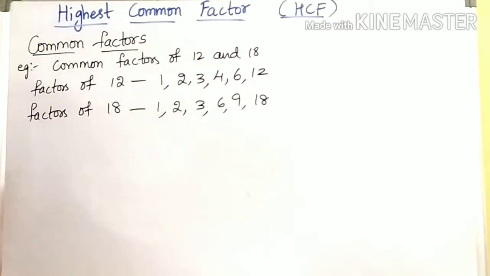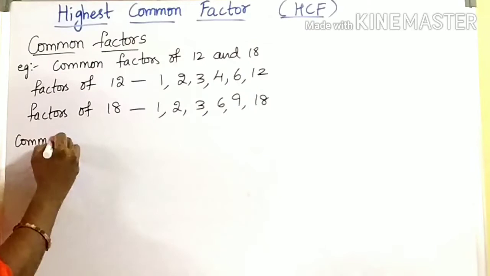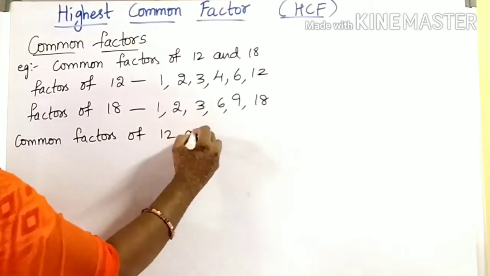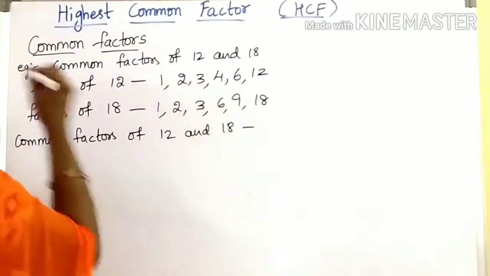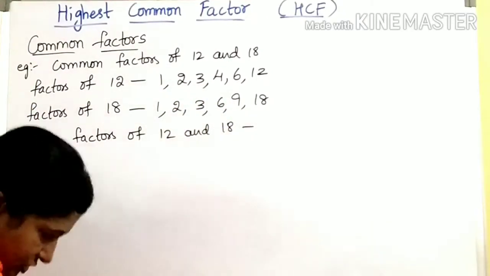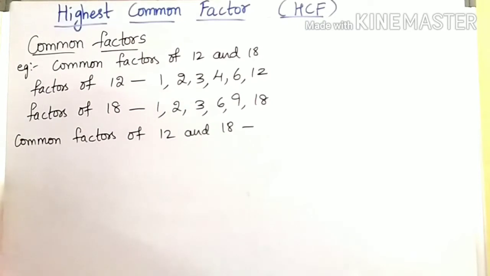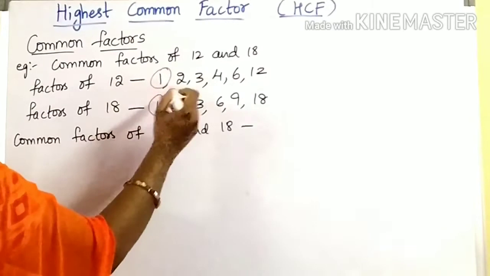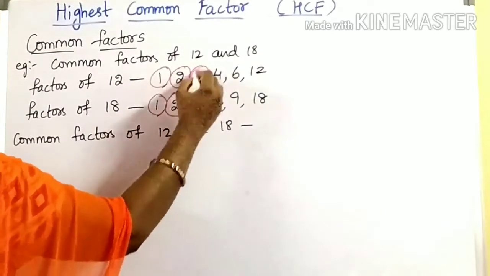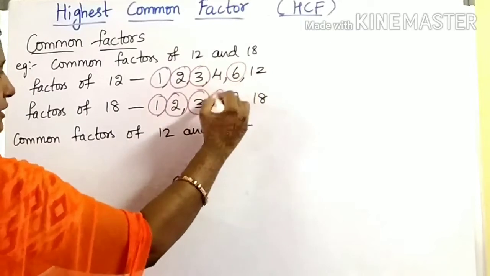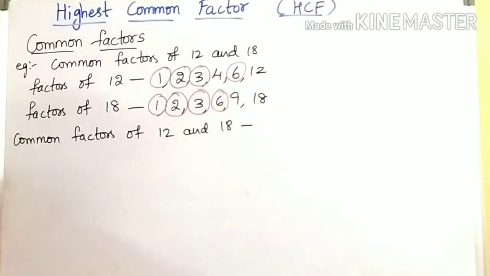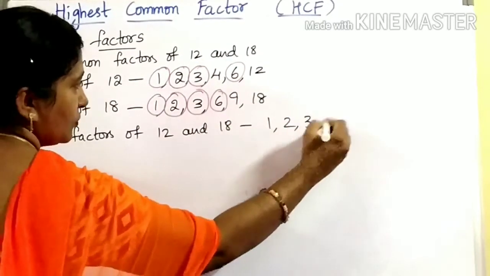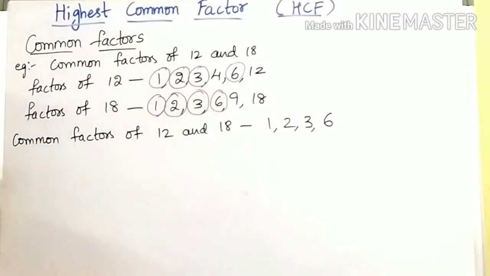Now we will write what are the common factors. Common factors of 12 and 18. If you observe, what are the common ones here, children? 1, 2, 3 and 6. So what are the common factors here? 1, 2, 3 and 6. These are the common factors of 12 and 18.